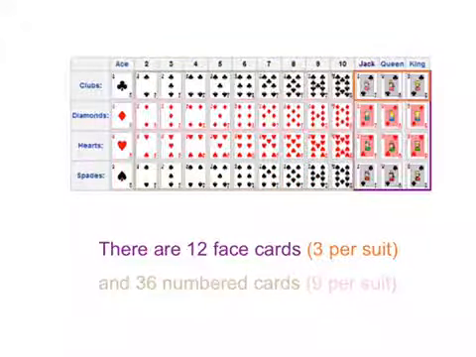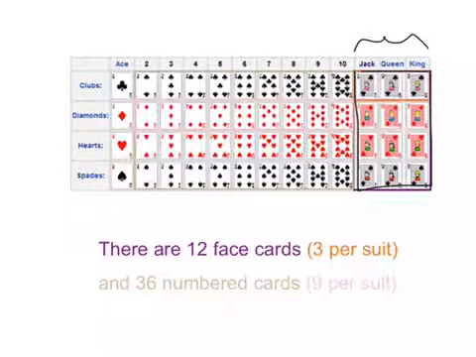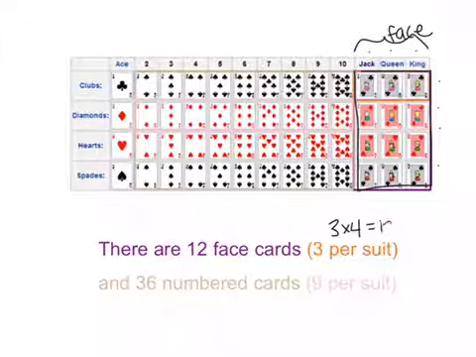If I am talking about a face card, I am talking about my Jack, Queen, and Kings because they literally have faces on them. So these are my face cards. I have 12 of them. I have 3 of each, 4 suits. So 3 times 4 is where I get my 12 from. So I have 12 total of those face cards.